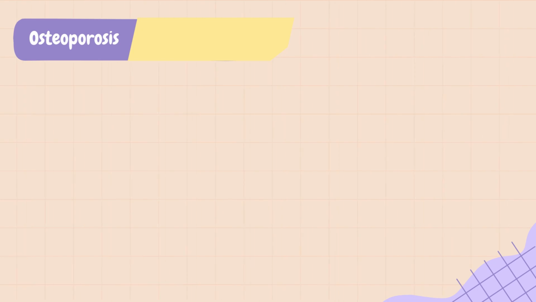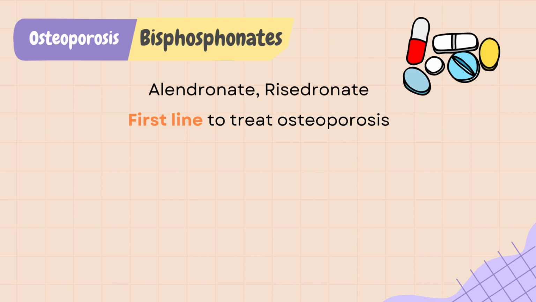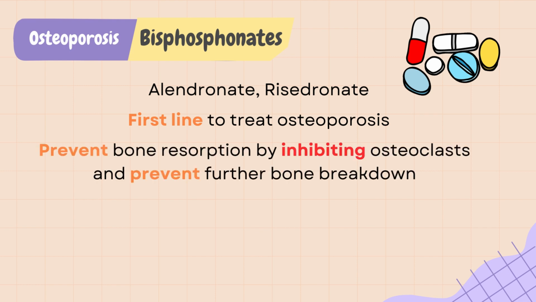Osteoporosis Part 2. Pharmacological interventions. Bisphosphonates, such as Alendronate and Risedronate, are used as first line to treat osteoporosis. They prevent bone resorption by inhibiting osteoclasts and prevent further bone breakdown.